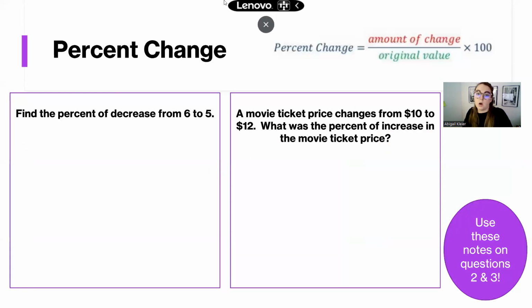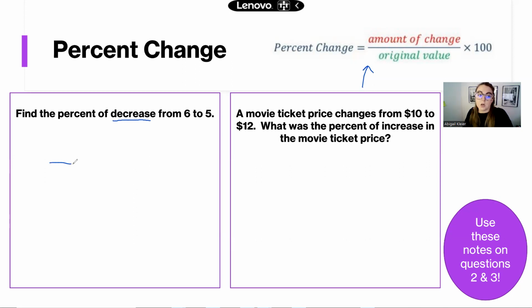Now let's go into our next set of questions. This is on percent change. And this will be helpful for questions number 2 and 3 on your unit test. When we're talking about percent change, we have the same formula that we can use whether it's percent of increase or percent of decrease. And that formula can be found up here. We're going to find the amount of change and divide that by the original value, and then we will convert that into a percentage. So find the percent of decrease from 6 to 5.